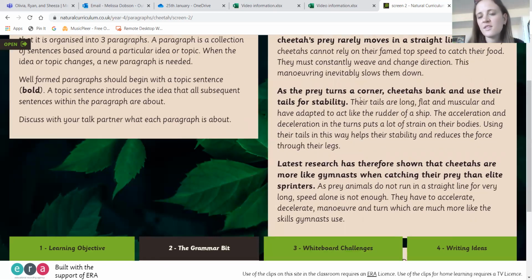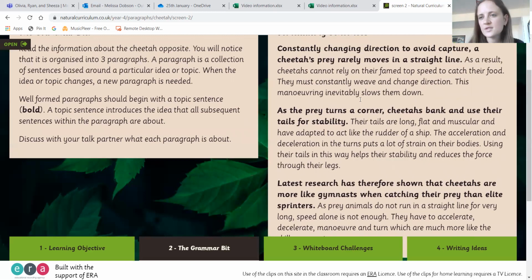So the important thing here is I want you to pause the video and read through these paragraphs again and notice how the sentences in bold, the topic sentences, go back in.